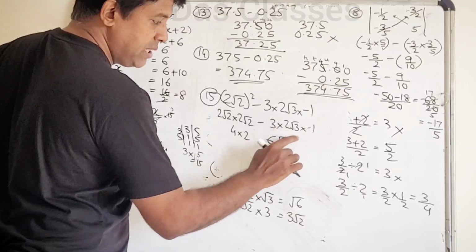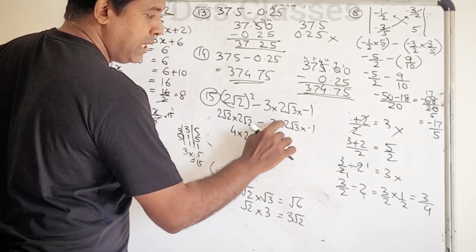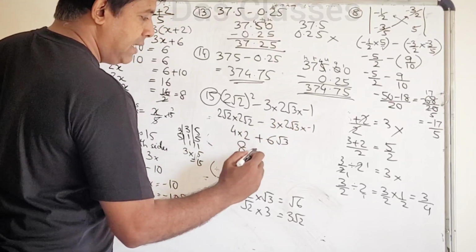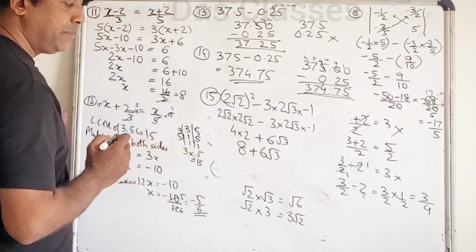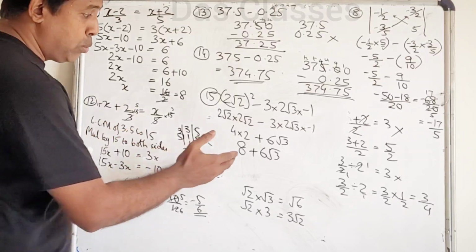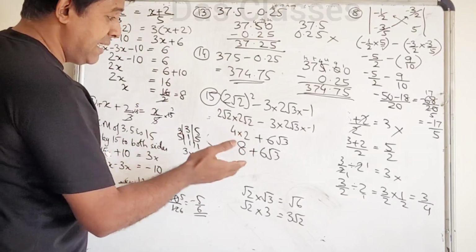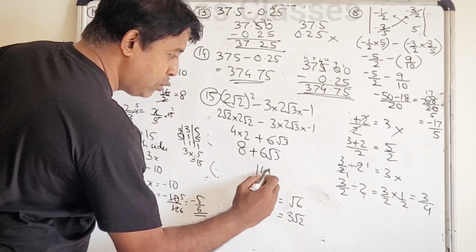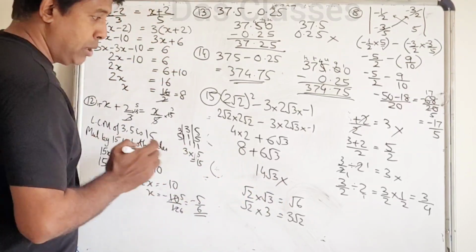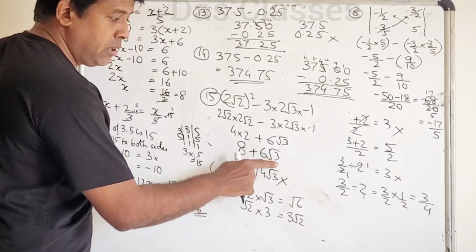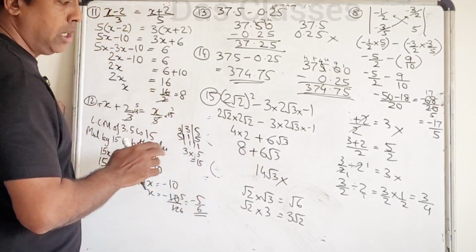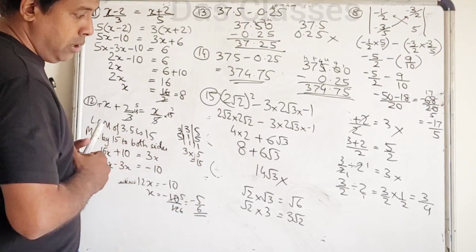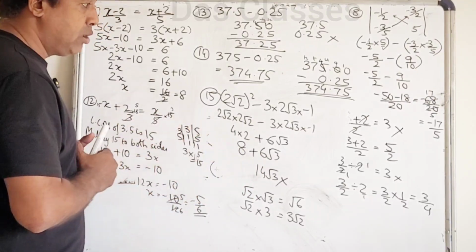3 2s are 6, 6 1s are 6, and root 3, and minus into plus, no sign, so minus, and minus minus plus, so the answer is 8 plus 6 root 3. Now again, see, what students do is they try to add it. You can't add them because they are not like terms. You are not going to write this as 14 root 3. That is wrong, because this has got a root 3, this doesn't have a root 3. So they are not like terms. So only when they are like terms, you can add them or subtract them, whatever is the operation.